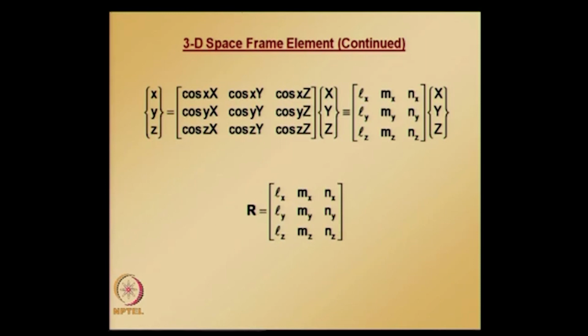Finally we will be using it to solve this 3D space frame problem. So for a while we will be concentrating on the 2 methods for calculating these direction cosines.